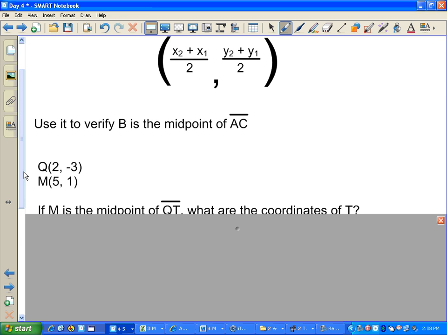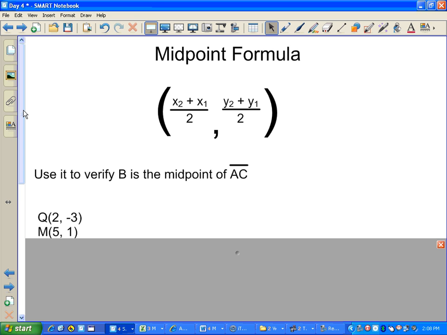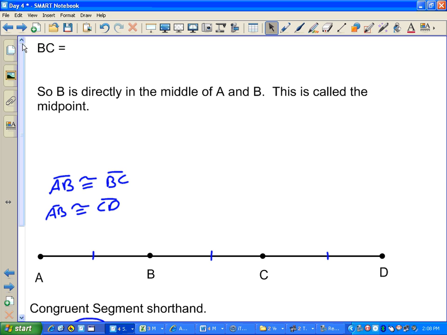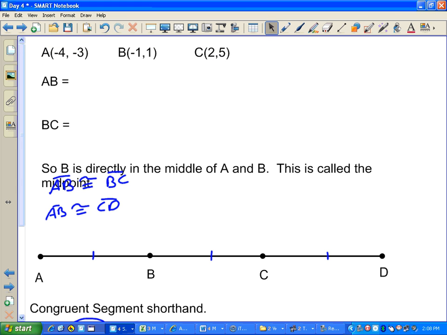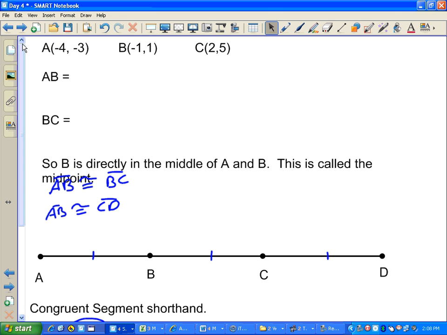So let's use that formula. We're going to go back a page, and we're going to try to show that B is in fact the midpoint. So I'm told that B is the midpoint, and I want to verify that.